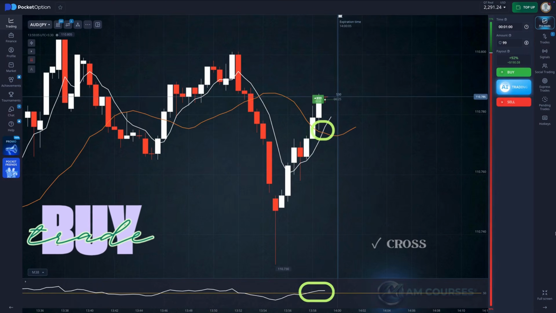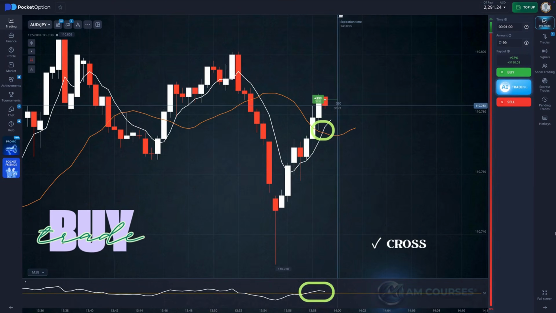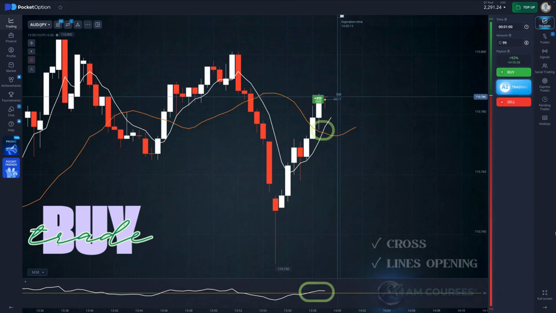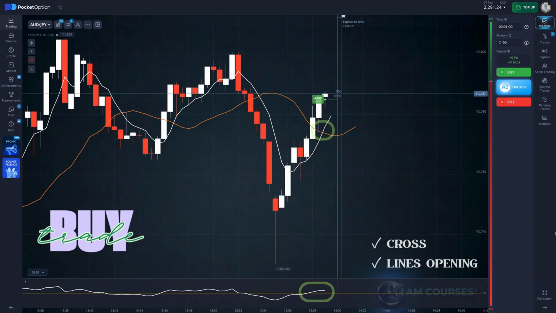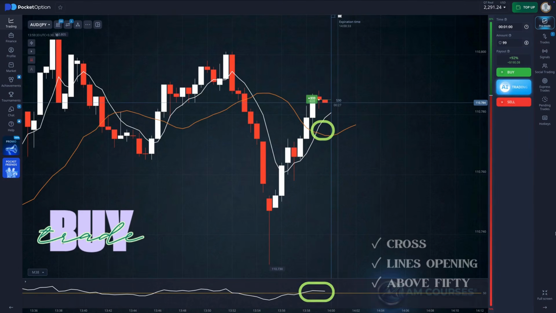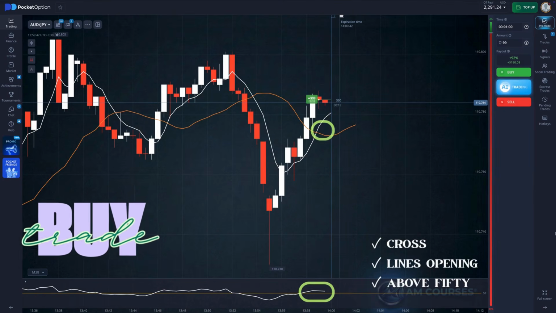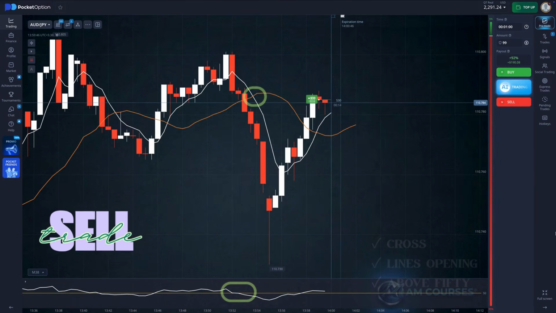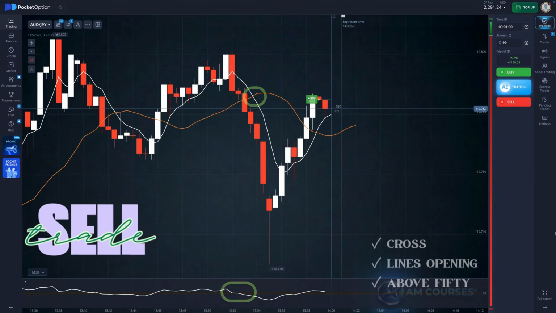Number 1, the fast line crosses above the slow line. Number 2, after the cross, the 2 lines must separate. They should be opening up like a mouth. If they cross and then stay stuck together, that is not a signal. Number 3, below the chart, the line must be above 50. Buyers in control, all 3, not 2 out of 3. A sell is the exact mirror. Nothing new to learn.